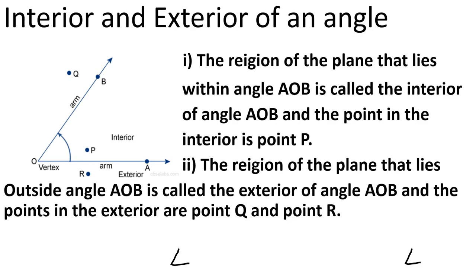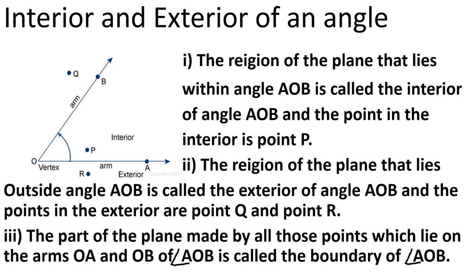The region of the plane that lies outside angle AOB is called the exterior of angle AOB. The points in the exterior are point Q and point R. These two points are outside the angle, so these are the exterior points. Okay. See the third point.